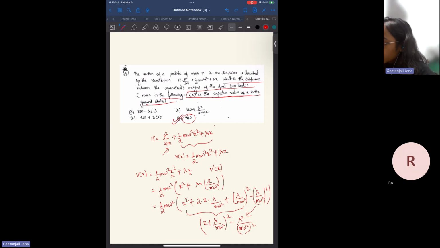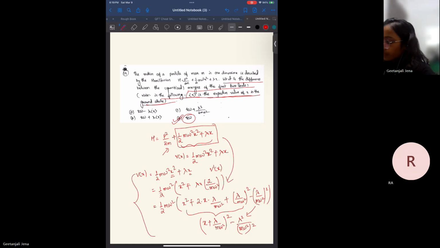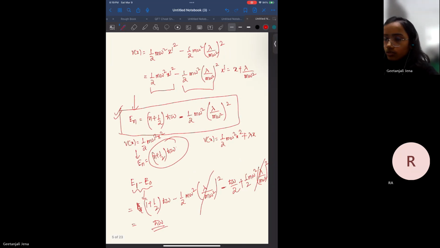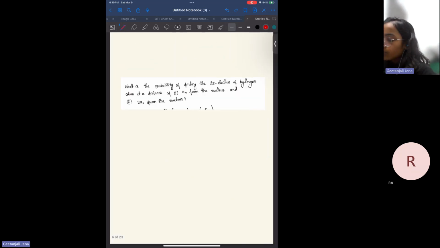So whenever you are seeing this kind of potential, try to solve using this kind of method. Using this kind of method, you can also calculate what is the energy level of different states and the energy difference also. So now let's solve some of the problems that are related to hydrogen atom as well as identical particles.